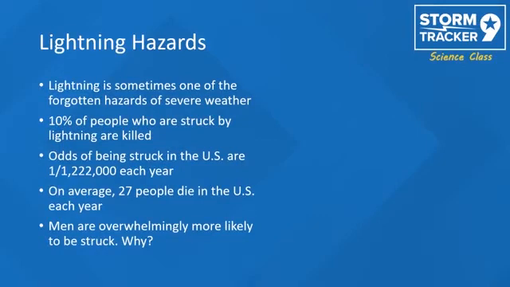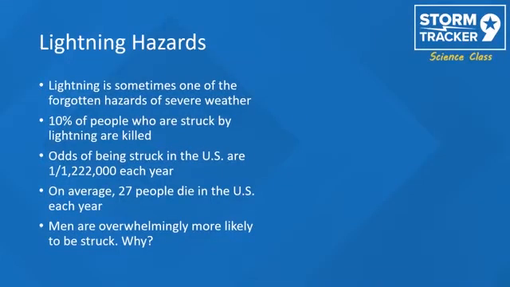Some lightning hazards. Lightning is sometimes one of the forgotten hazards of severe weather, like I said. 10% of people who are struck by lightning are killed, so a fairly high mortality rate there, but of course it is pretty unlikely that you'll ever be struck by lightning. In any given year, your odds are about 1 in 1,222,000 in the U.S. Of course, that's over the course of the whole United States, so here in Texas and Oklahoma it might be a little bit higher than that compared to Montana. Well, Montana sees some thunderstorms. Washington, they don't see a ton of lightning.